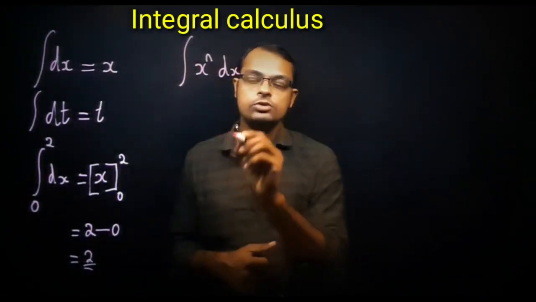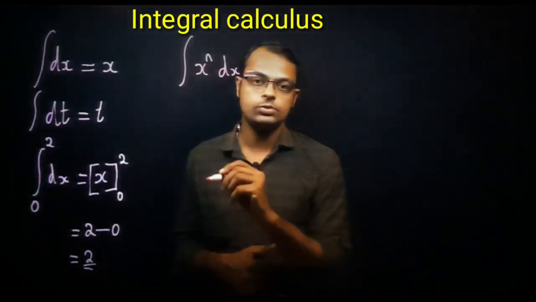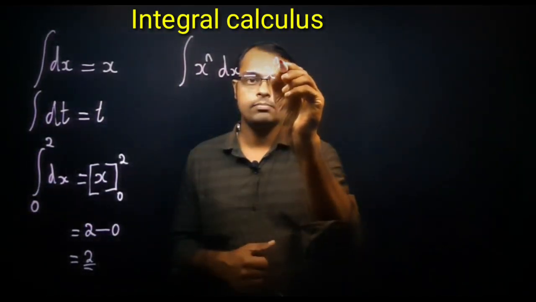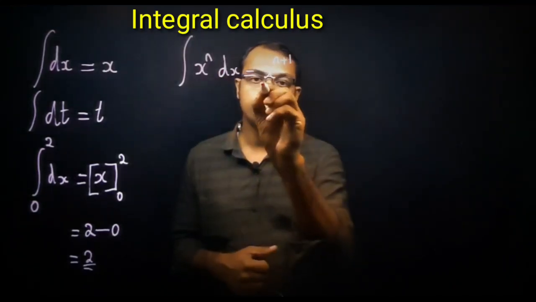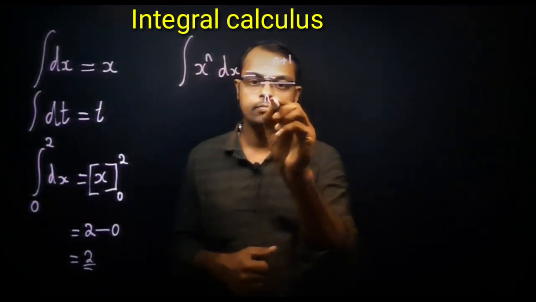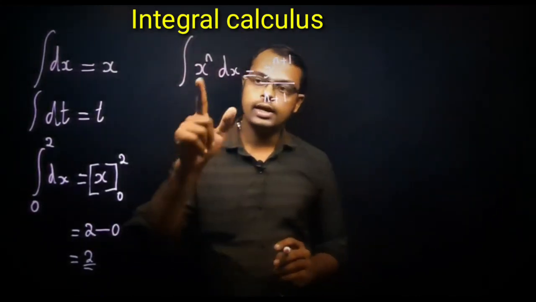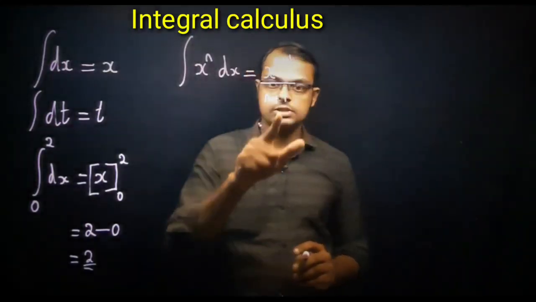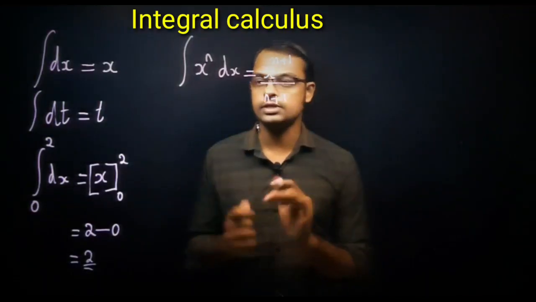The general equation for integral x to the power n dx is equal to what? x to the power n plus 1, you are adding 1 to the power, divided by n plus 1. So please learn this formula by heart. Integral x to the power n dx is equal to x to the power n plus 1 divided by n plus 1. Okay, so just a formula is required in this case.